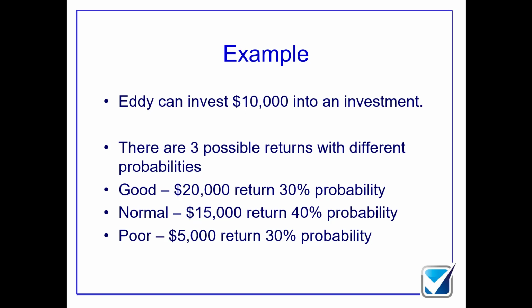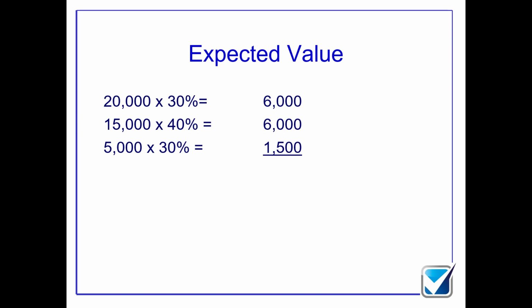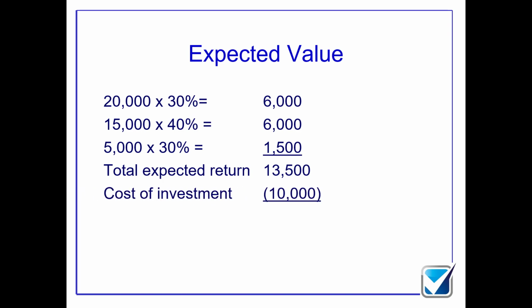So what I can now do is calculate an expected value for these different amounts. I'll take the 30% and multiply it by 20,000, 40% by 15,000, 30% by 5,000, and then add them all together. So we've got the different percentage chances multiplied by the outcomes, and then we add them all together, and that gives me an expected return of $13,500. So for my investment of $10,000, this looks like it should be a great investment because it gives me an overall net profit figure of $3,500.